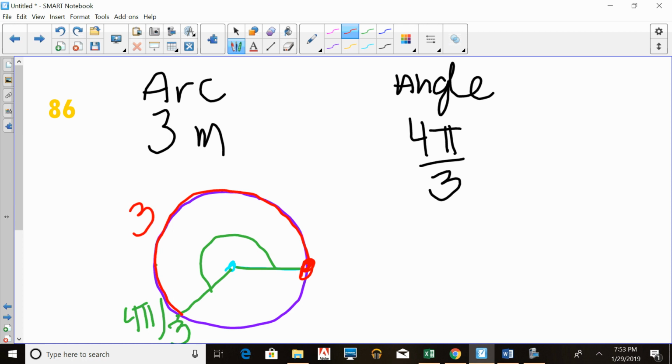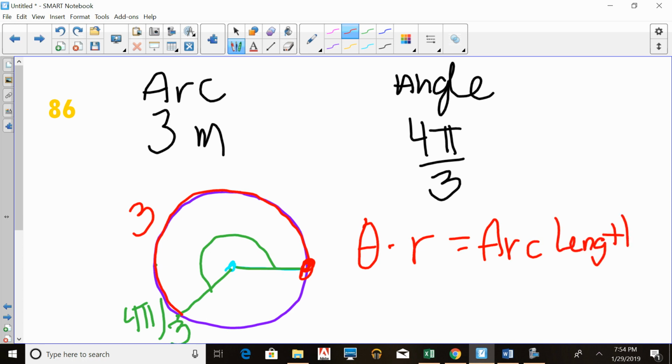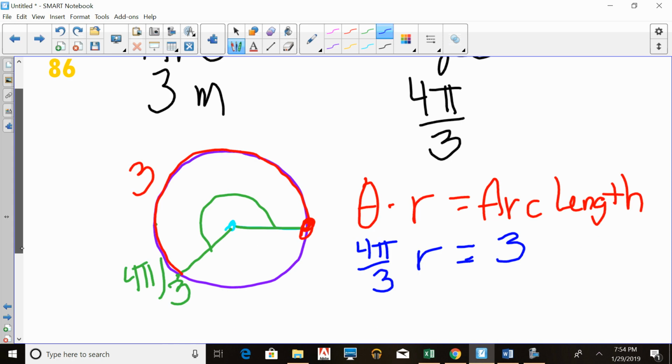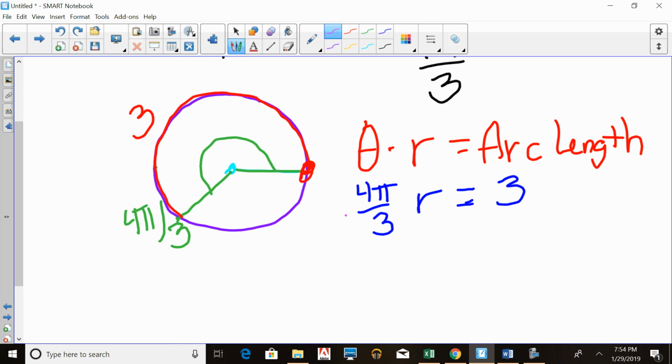The length of an arc is theta times the radius of the circle equals the arc length. Well, we know that the arc length is 3. The radius of the circle we don't know, and theta is 4 pi over 3. So if we're going to solve for r, we'll multiply by 3 over 4 pi on both sides.